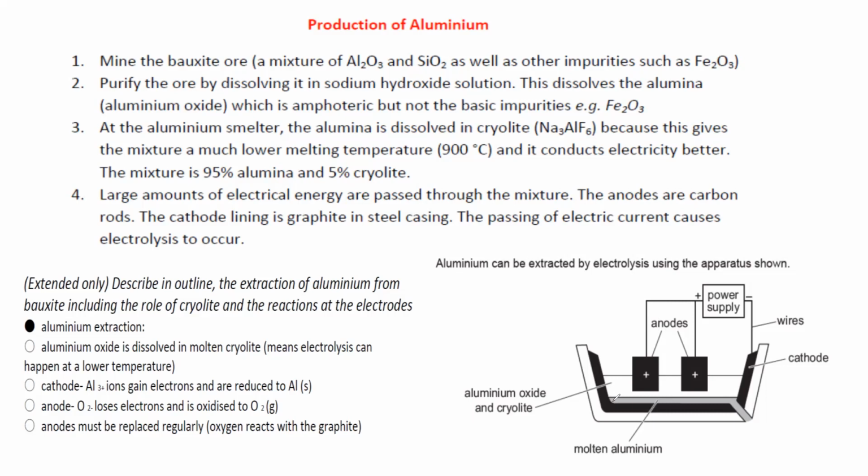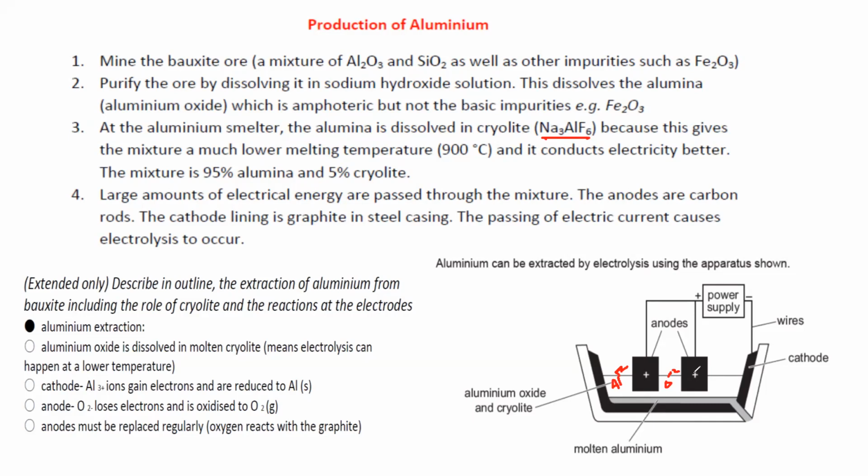Here we have aluminium oxide and cryolite, a mixture. So what will be the ions present? It contains aluminium ions and oxide ions. What is the purpose of the cryolite? It is used to dissolve the aluminium oxide and it lowers the melting point of aluminium oxide.